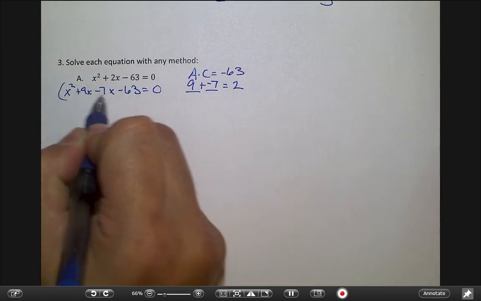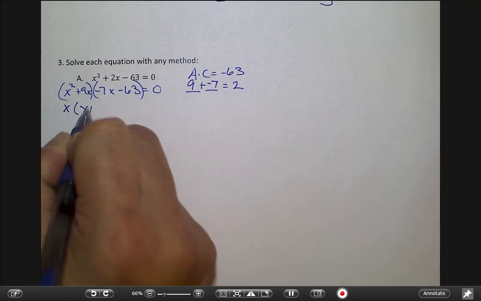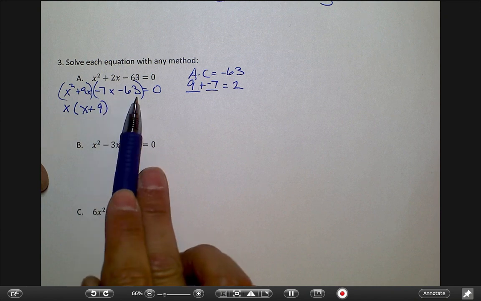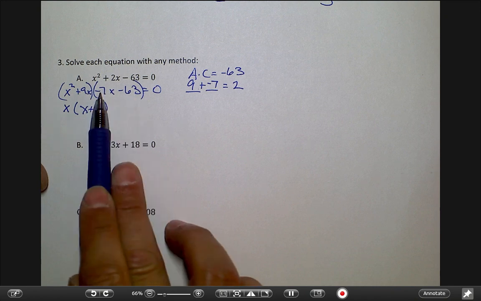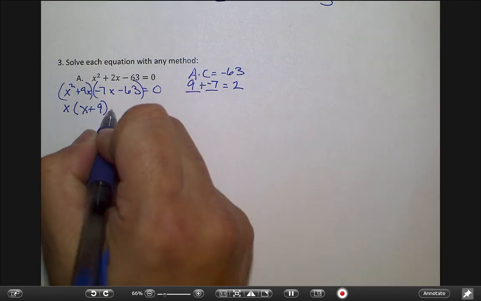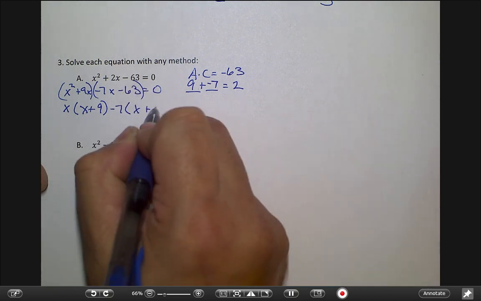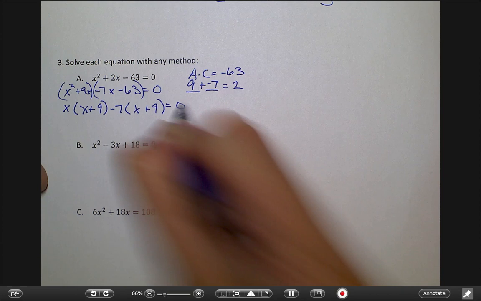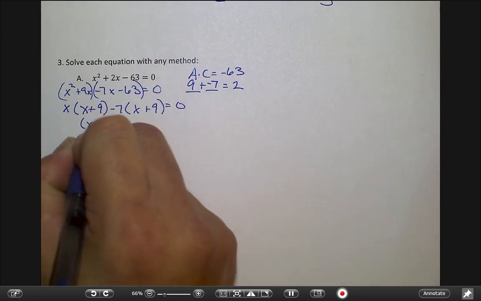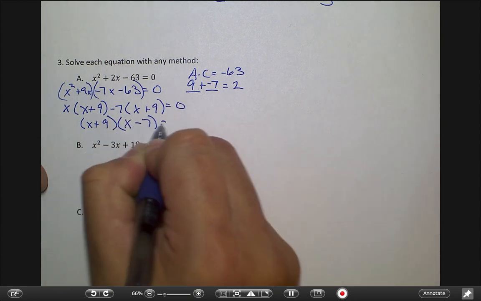Factor by grouping. I'm going to take out an x. I'm left with x plus 9. From here, what am I going to take out as a common factor? Negative 7, right? Negative 7 is a common factor. So negative 7, and I'm left with x plus 9 equals 0. Regroup. They both have x plus 9. And what's left over? There you go, equals 0.